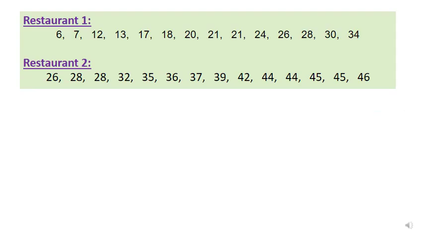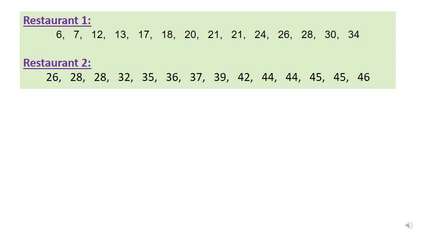So here's the data for our restaurants. Our data has been put in ascending order. So we see that for restaurant 1, the breakfast that had the least fat had 6 grams of fat, and the breakfast that had the most fat had 34 grams of fat. And then for restaurant 2, the breakfast that had the least amount of fat had 26 grams of fat, and the breakfast that had the most fat in it had 46 grams of fat.